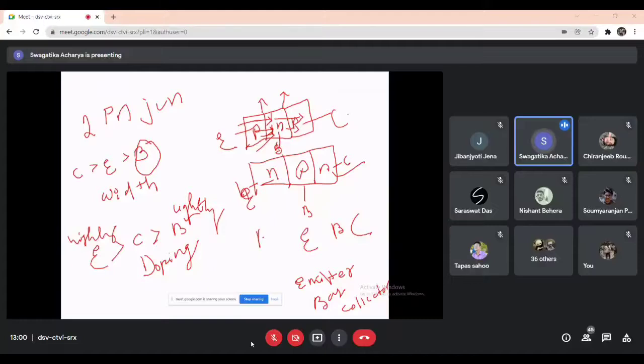What will the collector do? It collects. So the collector is always moderately doped, because it will collect all the injected charge carriers from the emitter which pass through the base. That's why its name is collector, and it is moderately doped. And it has the highest width.